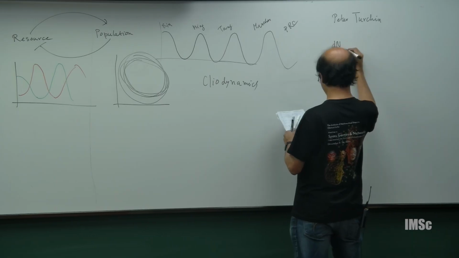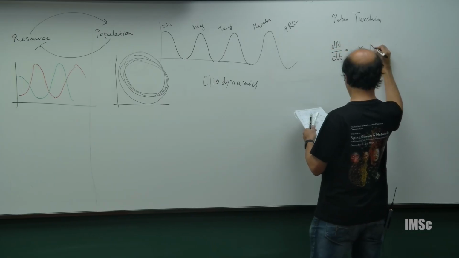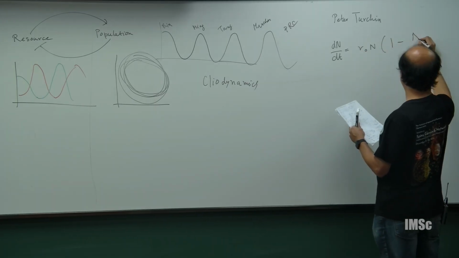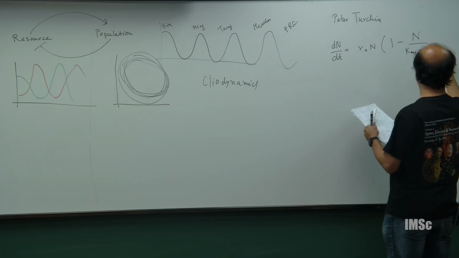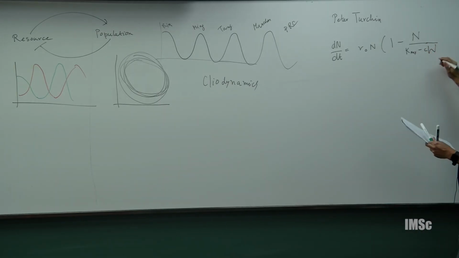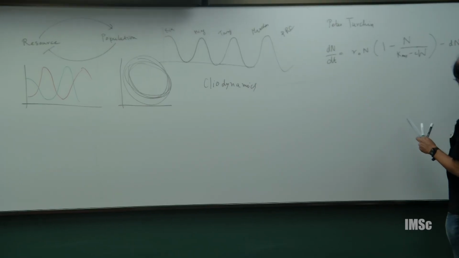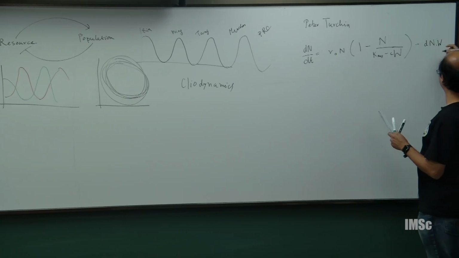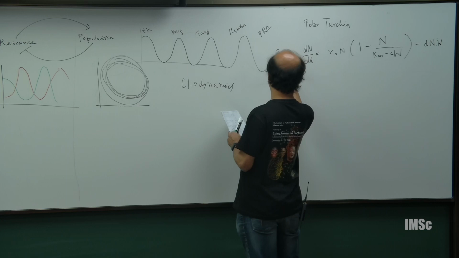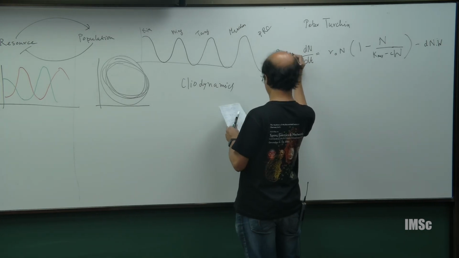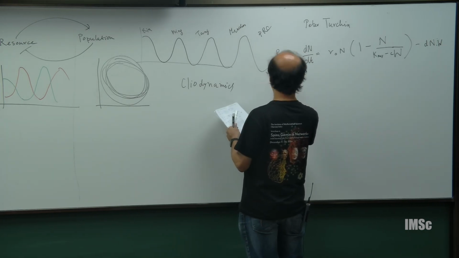So population goes as R naught n (1 minus n by carrying capacity), okay, and then he puts a variable here. I'll come to what that variable is in a moment, W, minus dn, and this also has this variable W. What this W is, in a moment. Okay. Then state resource.